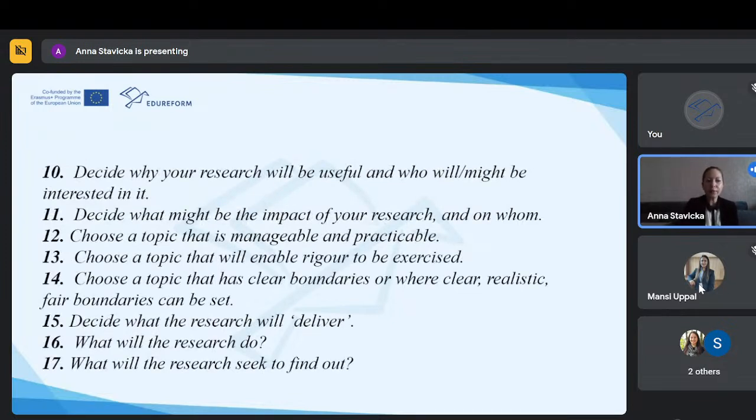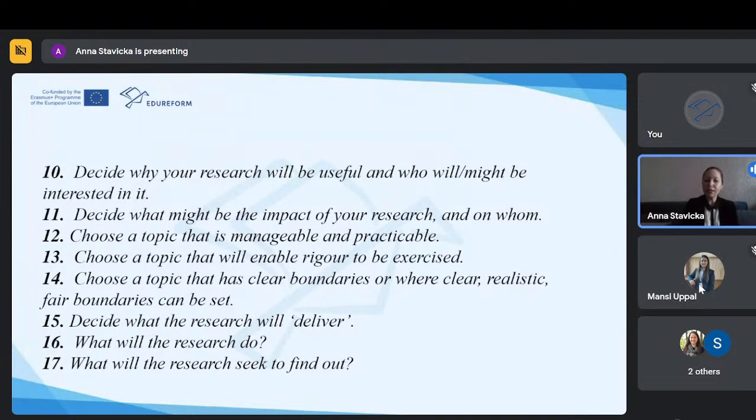So the next point is why your research will be useful. Who will be interested in it? We need to have a clear vision of the addressee. Who is going to be our addressee? Decide what might be the impact of your research and on whom.